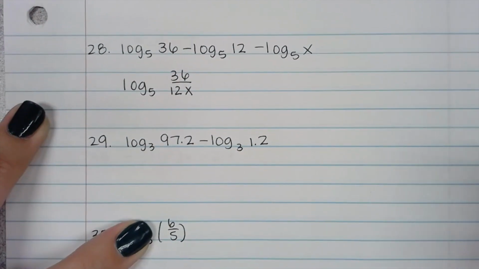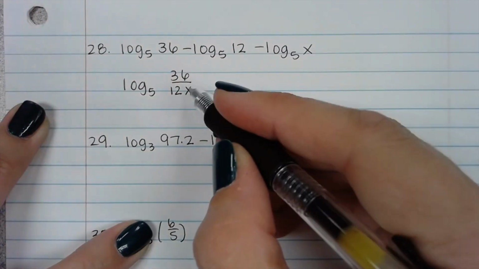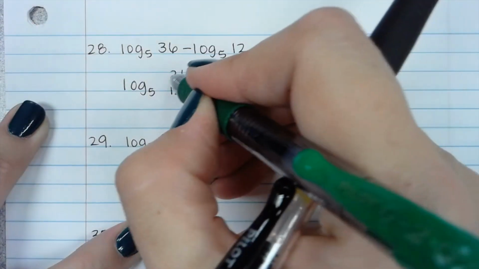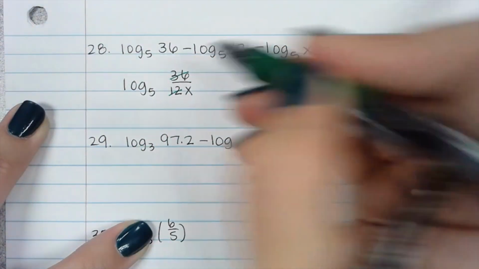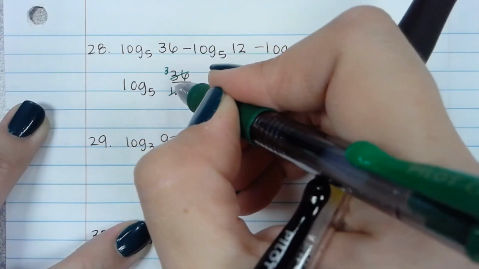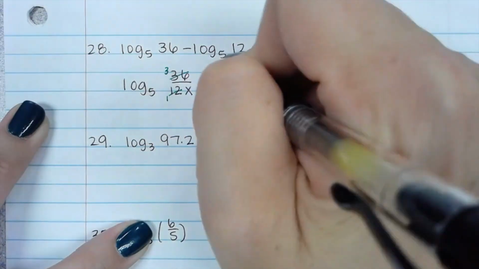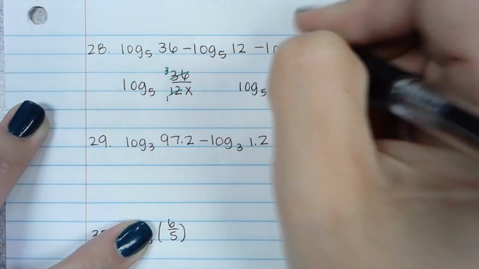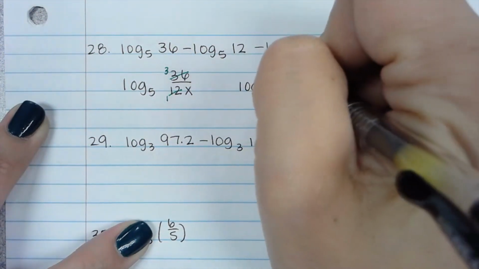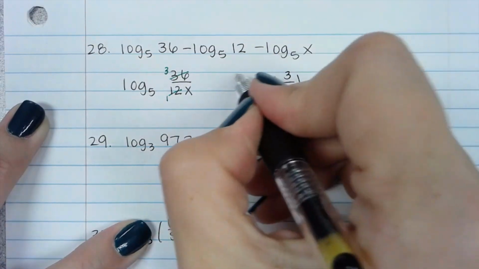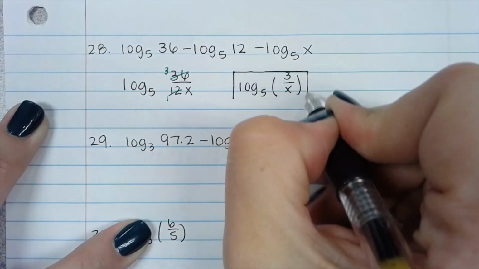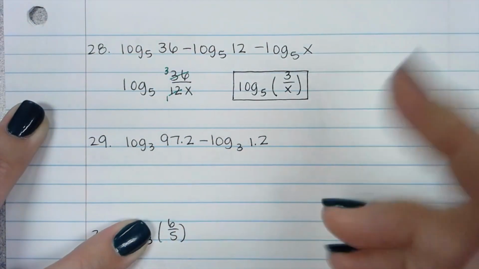This one has one additional step that I want to use to simplify it, because the x can't simplify, but the 36 and the 12 can both divide with each other. The 36 can divide by 12 and turns into a 3, and then the 12 can divide by 12 and turns into a 1. So this one is going to be log base 5, and then because it's a fraction, you want to use parentheses. So 3 over x, and that would be written in condensed and simplified form.